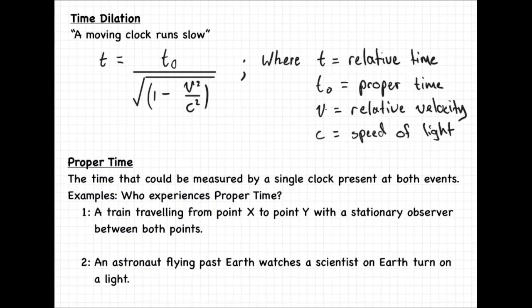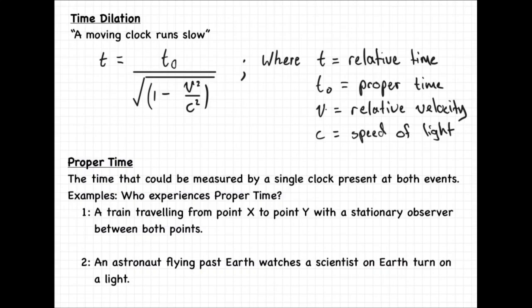We'll leave it there for now. I have one more example which we can discuss, but I'll leave those ones for you guys to get down. I want you to discuss with the person next to you, or in a group of 3 or whatever, who experiences proper time in each of these examples? Is it the person on the train, the scientist on Earth? Who is experiencing proper time?